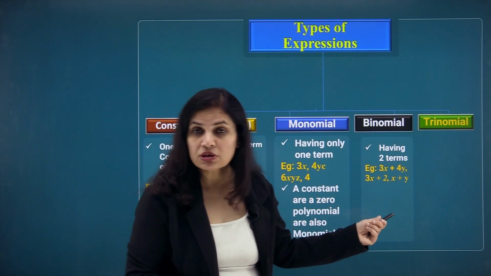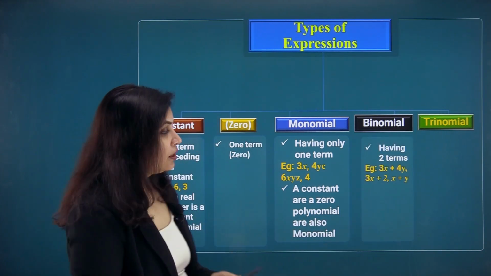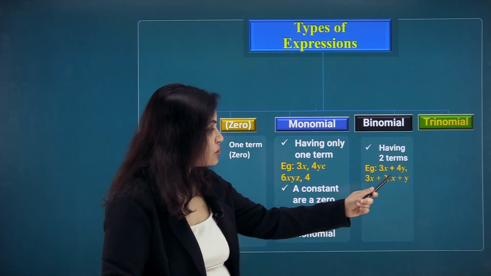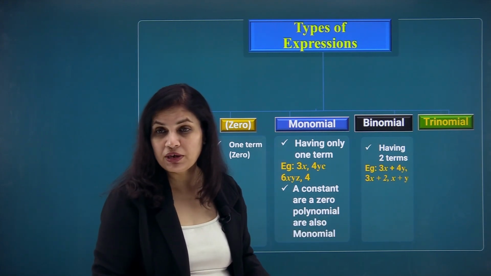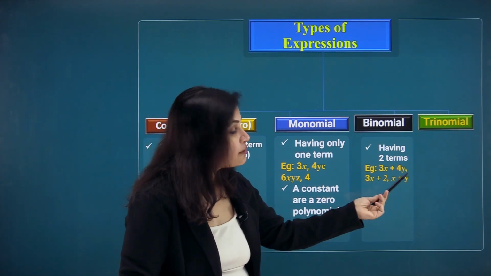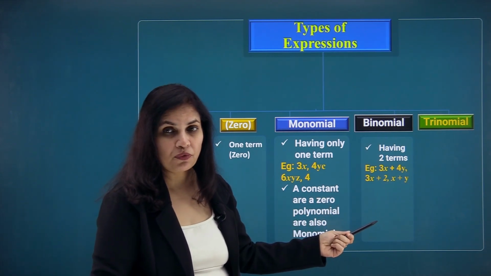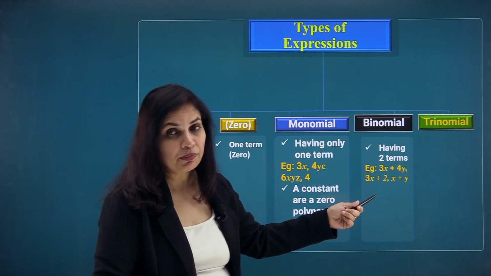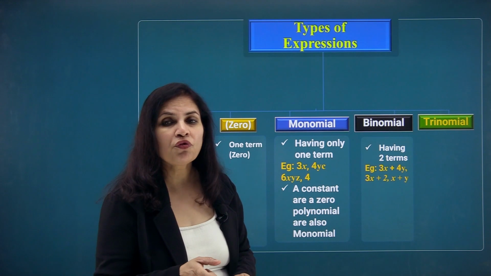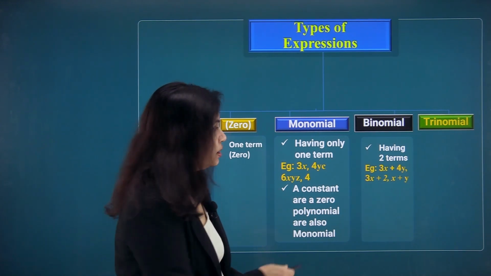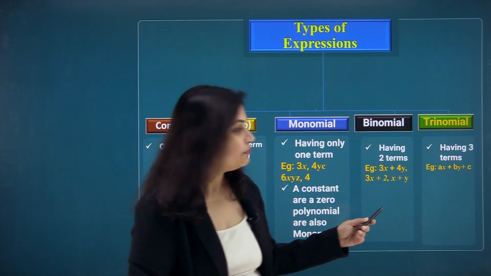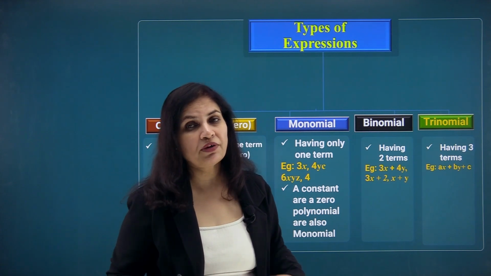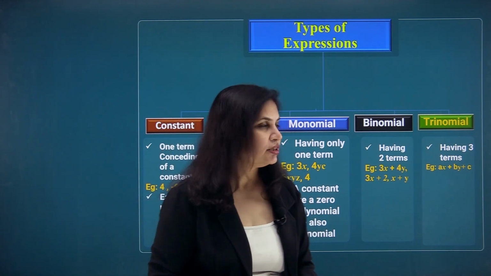Binomial, when I will have two terms, it is called a binomial, and I explained how do we know that an expression has two terms. As soon as I see a plus or a minus sign between two numbers, 3x plus 4y, in the expression 3x plus 4y, 3x is a separate term and 4y is a separate term because in between we have a plus sign. Had it been 3x into 4y, then it would have been considered a single term. A trinomial similarly will have three terms, ax plus by plus c, where ax is the first term, by is the second term and c is the third term.